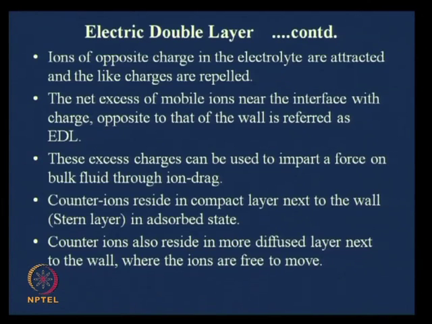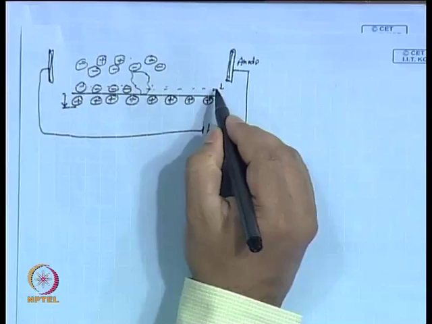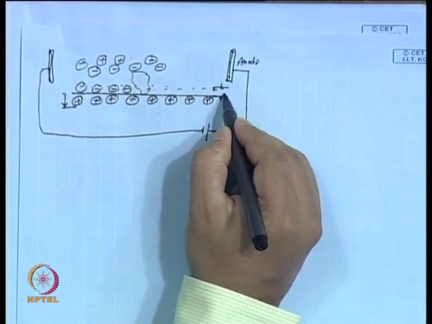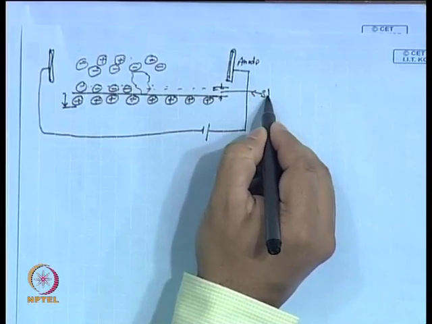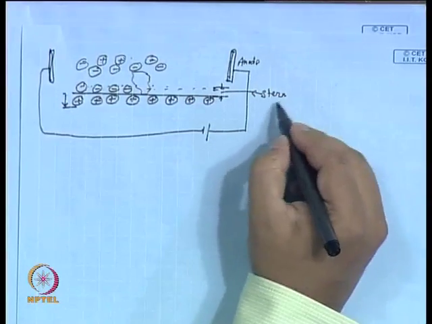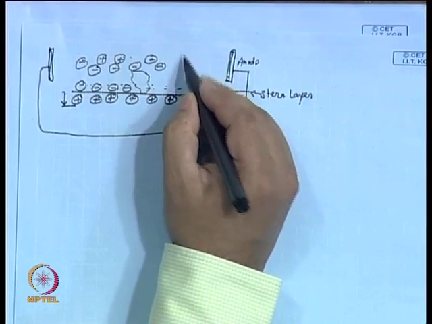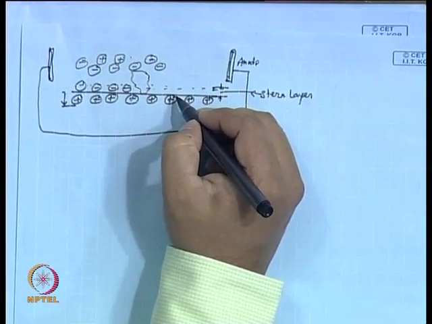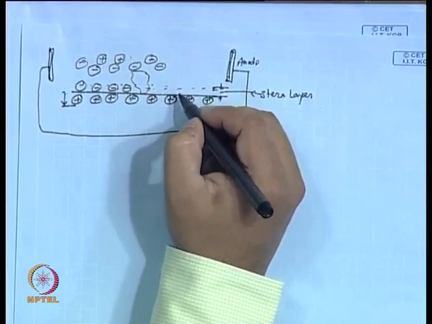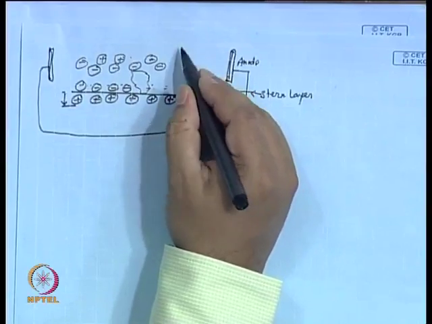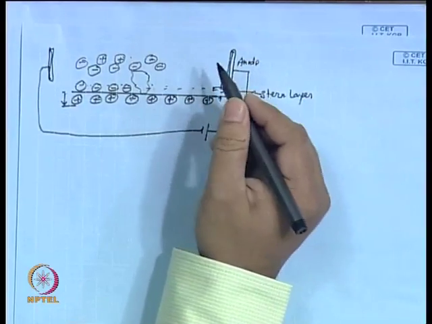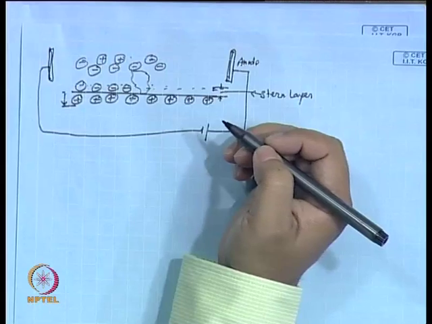Now, we had talked about something called a Stern layer, where there is this adsorption and these are pretty much immobile ions, and there is a diffuse layer. There is a scientist by the name Chapman who made some contribution, so this diffuse layer is also referred to by a name attached to it.